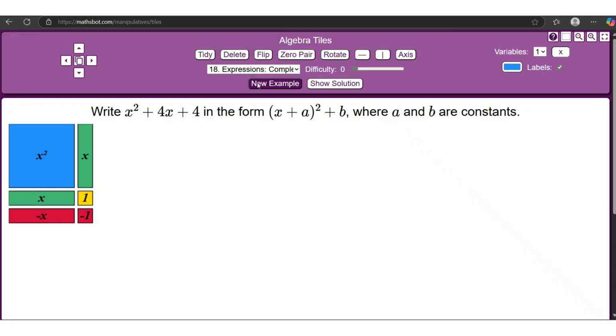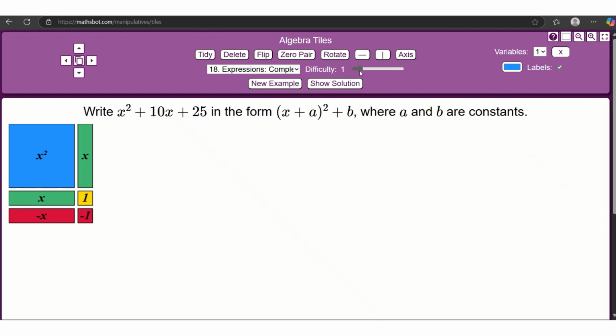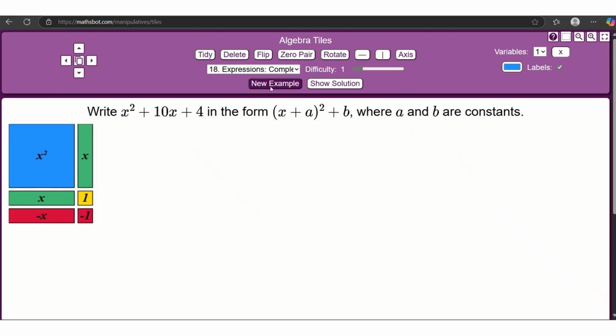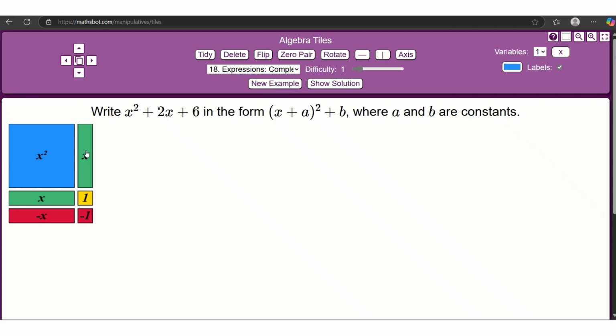Now, what I learned doing this is that there's only 8 tiles of each type. And so I don't want to do one that has like a 10x because we'll run out of the ones if we do that. Let's try this one. So x squared plus 2x plus 6. Now, again, if we had more tiles, those numbers are not an issue. It's just an issue of illustrating it with the tiles. So we have x squared plus 2x plus 6.